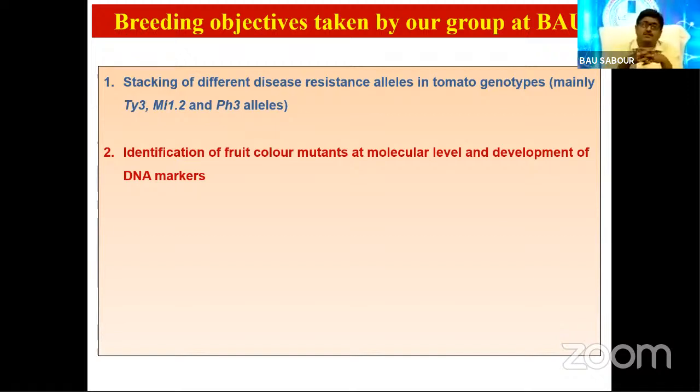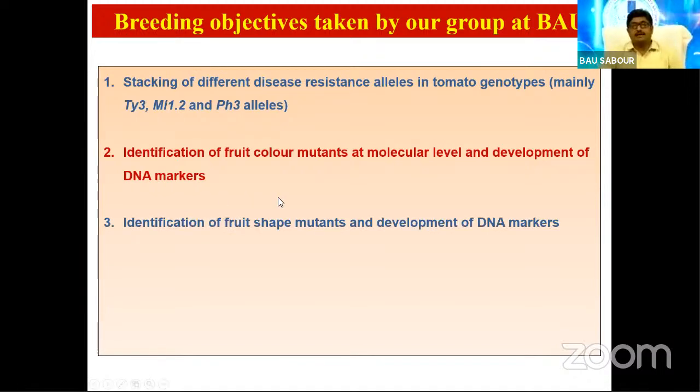The second one is identification of fruit color mutants at the molecular level and development of DNA markers. Here the DNA markers are going to play a very important role, because if you find a yellow tomato, it's very difficult to identify whether this is a PSY1 gene mutant or a mutant with high beta carotene content. So we need to develop identification technologies through which we can say which causal mutation is actually responsible for fruit color variation in our lines.